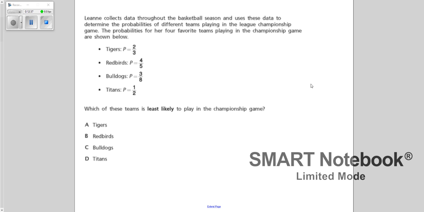All right, so here you have data about 4 teams, and they give you the probability that they'll play in the championship game, and they want to know which of these teams is least likely to play in the championship game. Remember, I know I'm going quickly, so if you ever want to just pause the screen, read the question, do the question yourself, then unpause it, feel free to do that.